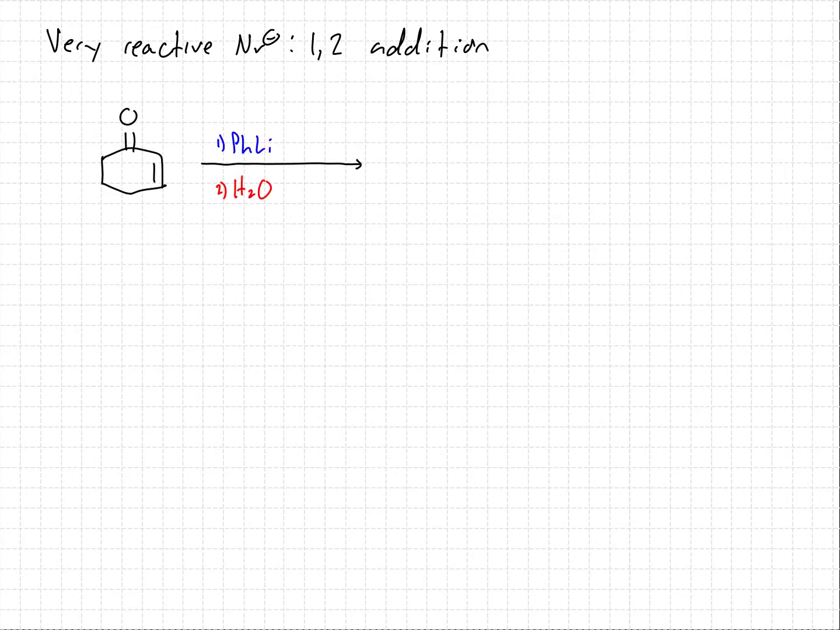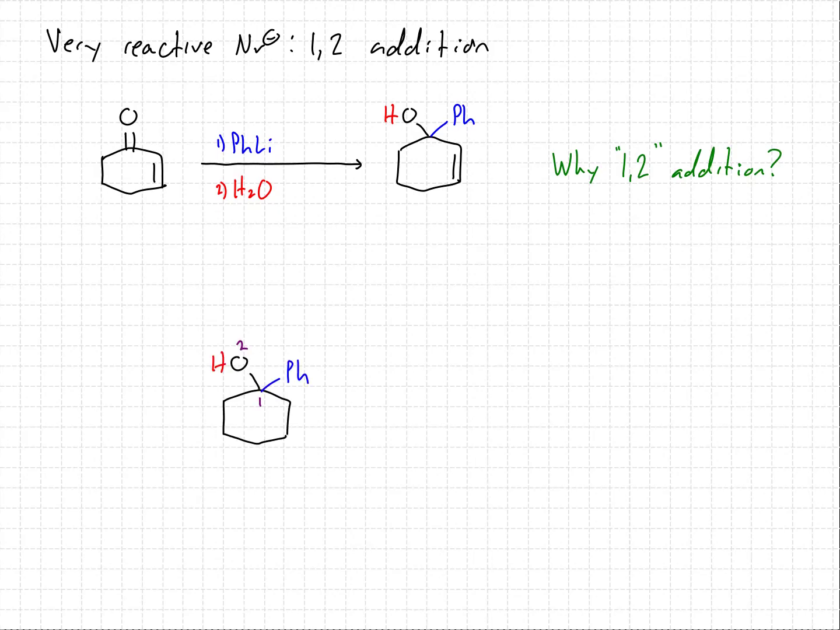To reiterate, very reactive or strong nucleophiles will tend to add to the carbonyl carbon in what we're going to be calling 1,2 addition. For example, this unsaturated ketone will react with phenyllithium followed by workup with water to give this tertiary alcohol. Why is this called 1,2 addition? Because if we look at where the changes have happened in our product, we've added two groups to atoms 1 and 2, two adjacent atoms.